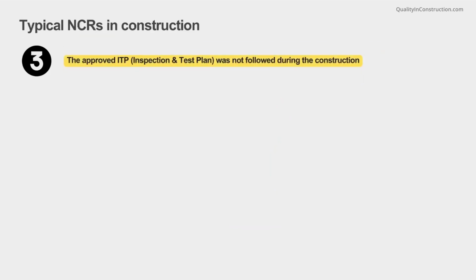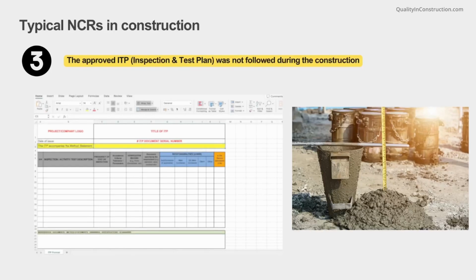The approved inspection and test plan (ITP) was not followed. The ITPs are usually neglected by the construction teams on a site, but they are equally important as they provide assurance that the elements that were built comply with the requirements.